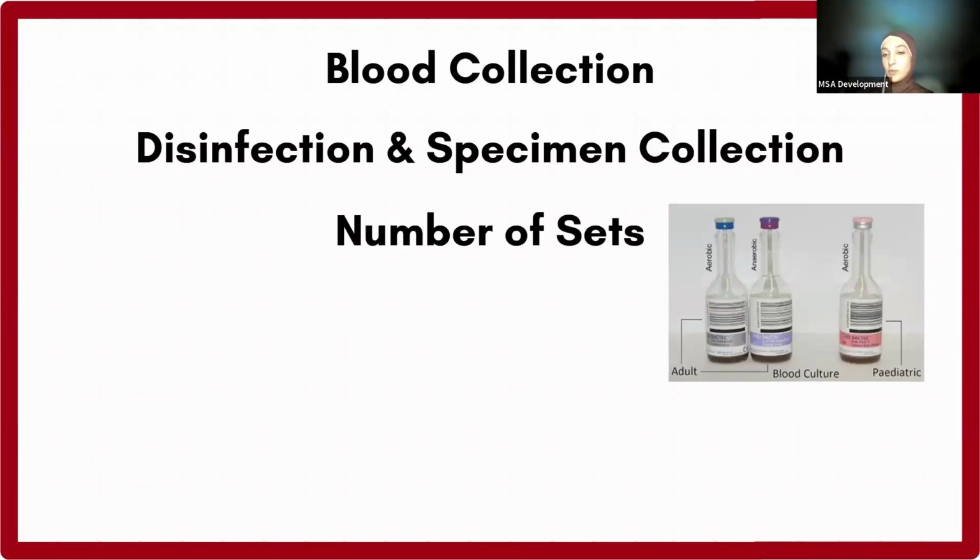This is what the sets look like. As I said, there's an anaerobic bottle and an aerobic bottle, two separate colors. This is a question that's going to come in your OSPE, okay? But please choose a picture that has two colors, not one, and two bottles at the same time, okay? So two bottles, two different colors. One aerobic, one anaerobic.